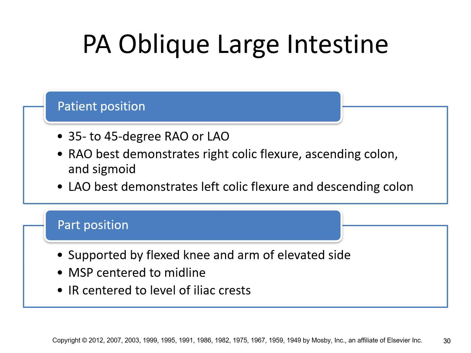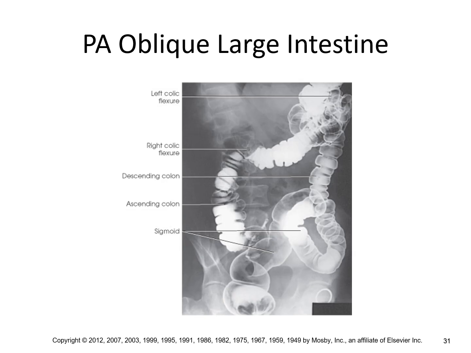Okay, and this is what that looks like. Notice that while you're opening the hepatic flexure, you're actually doubling up and increasing the superimposition of the splenic flexure. So what that means is you do both the obliques for a series. You're going to do RAOs and LAOs or RPOs and LPOs.